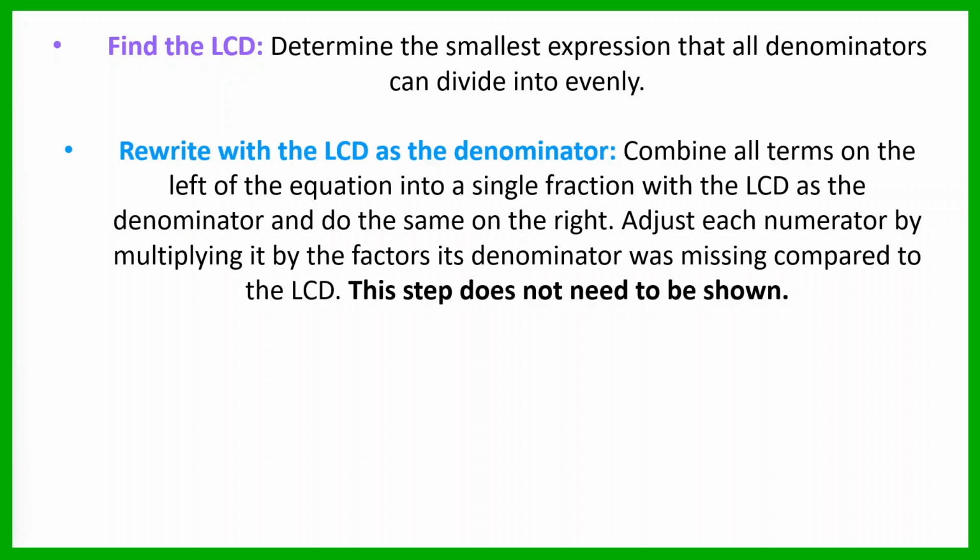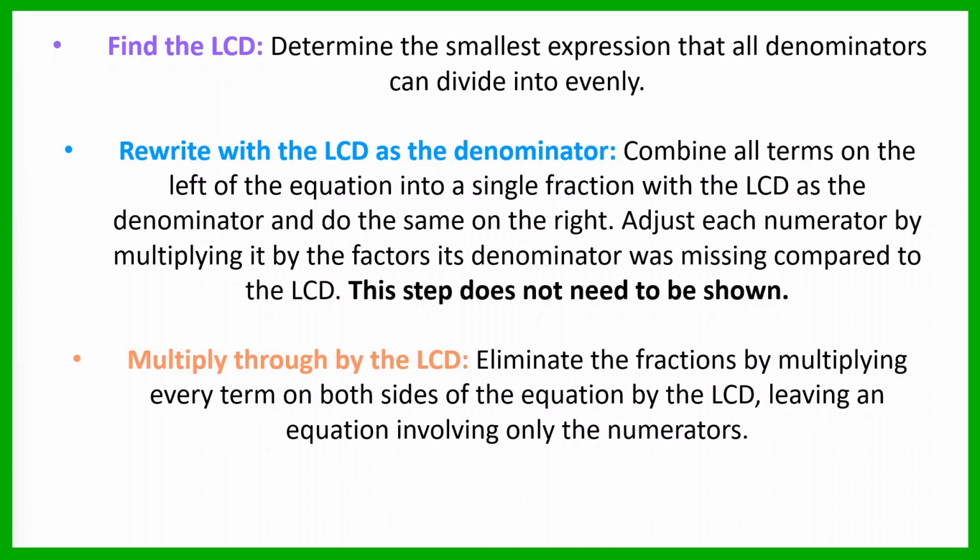Once you've found the LCD, you need to combine all the terms on the left of the equation into a single fraction with the LCD as the denominator, and then do the same thing on the right as well. You need to adjust each numerator by multiplying it by the factors that its denominator is missing compared to the LCD. Now this step, you actually don't need to write down. You don't need to actually show the step. You can skip it and go on to the next step.